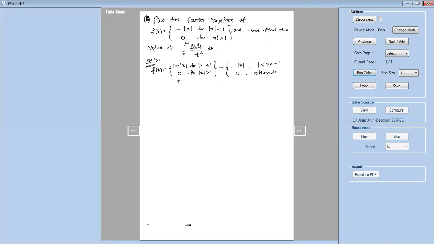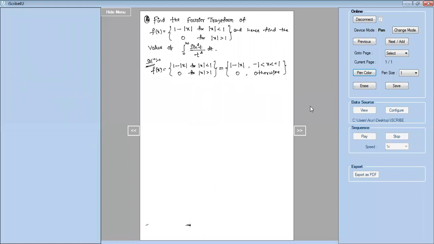The reason is, clearly in the last 2-3 problems we did the same thing. Here the function exists only in this limit, mod x less than 1, which is minus 1 to plus 1. So this is 1 minus mod x in minus 1 to plus 1. But in other limits, the value is 0. So I'll write 0 otherwise. That means the function exists only in this part, so all other values become 0. So let us rewrite the function like this. The mod x present in the limit was simplified.